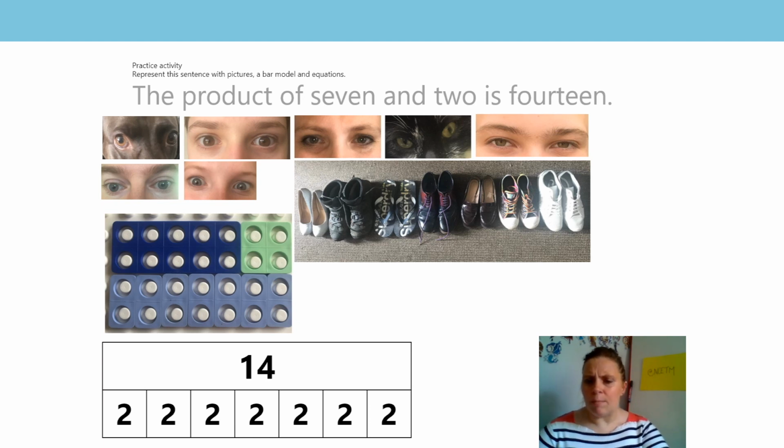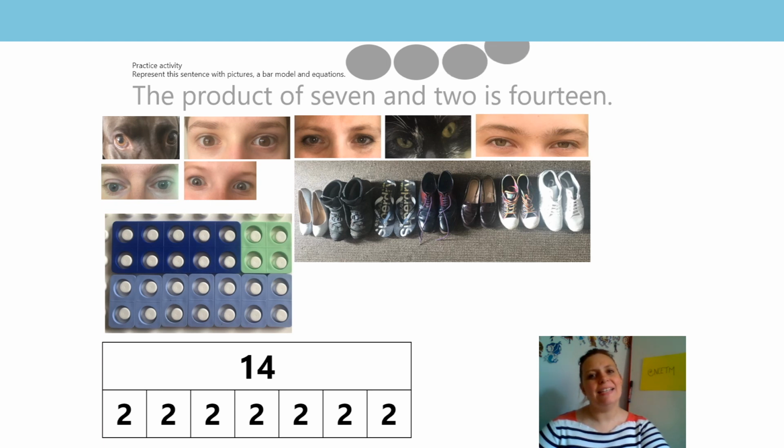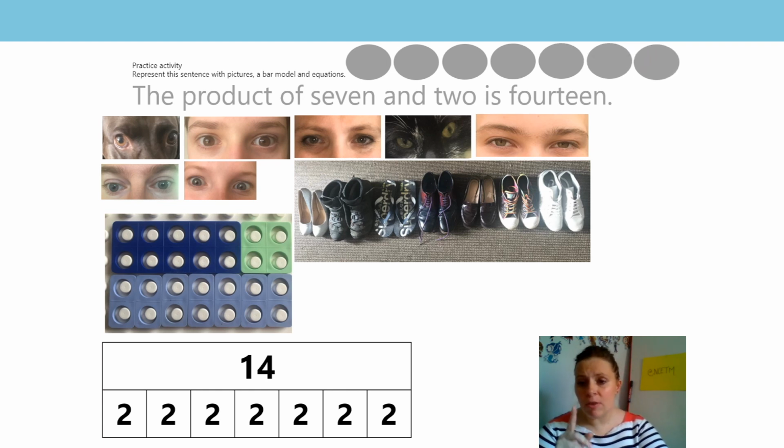Do you remember last time we also used counters and the counters were blank? So I used them again and I gave them all the value of 2. 2, 4, 6, 8, 10, 12, 14. So even though they didn't have any value written on them, we'd given them a value and that value was 2. But I'm missing something that's really important. I'm missing the equations.